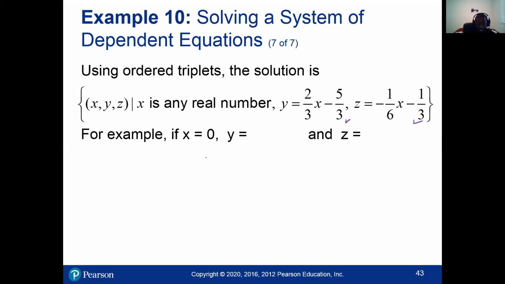So for example, to get a specific solution, if x is equal to 0, you plug in x equal to 0, and this is minus 5 over 3. Now if x is equal to 0 here, this is minus 1/3. So the ordered triplet will be x is 0, y is minus 5 over 3, and then z is minus 1 over 3. Okay, so with this, we can generate as many solutions as we want. That's why this has infinitely many solutions. So this is the end of the video, and we'll see you in class soon. Bye-bye.